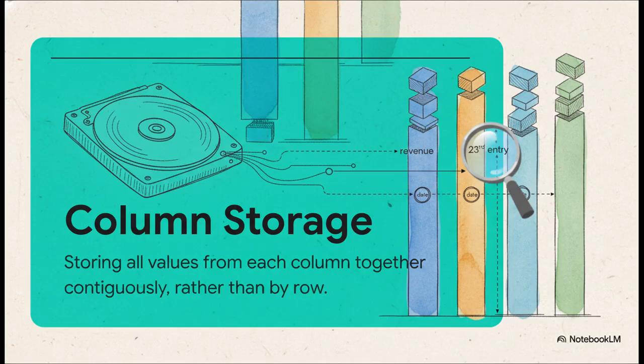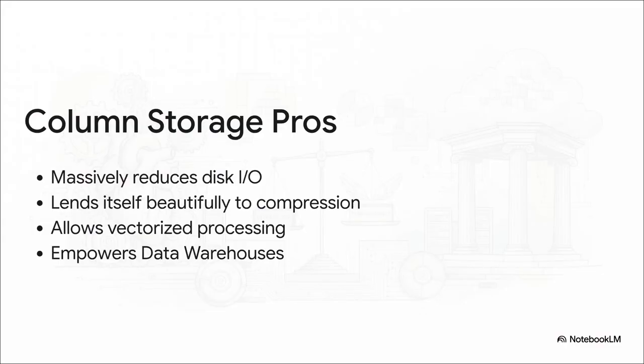And because you're storing a long sequence of identical data types together, column storage not only drastically reduces disk I/O, but it lends itself beautifully to data compression. Give it a thought. If you have a column tracking country and you have 1 million users from Canada, you don't need to write the word Canada 1 million times on the hard drive, right? The database algorithm just says Canada times 1 million, which shrinks the file size massively.